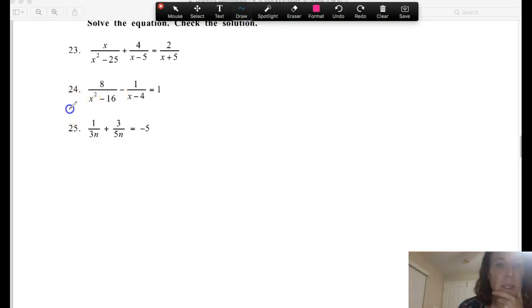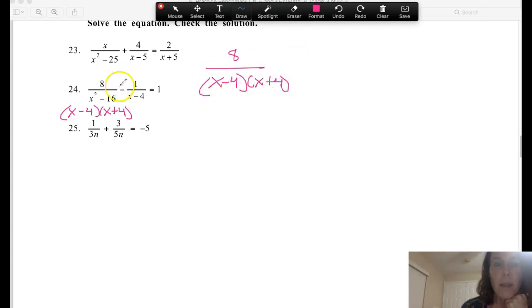All right, number 24, here I have my problem. x squared minus 16, let's factor it into x minus 4 times x plus 4. So I'm going to write this over here. I have 8 over x minus 4, not times, over x minus 4 times x plus 4. And then that's minus 1 over x minus 4, and that equals 1.